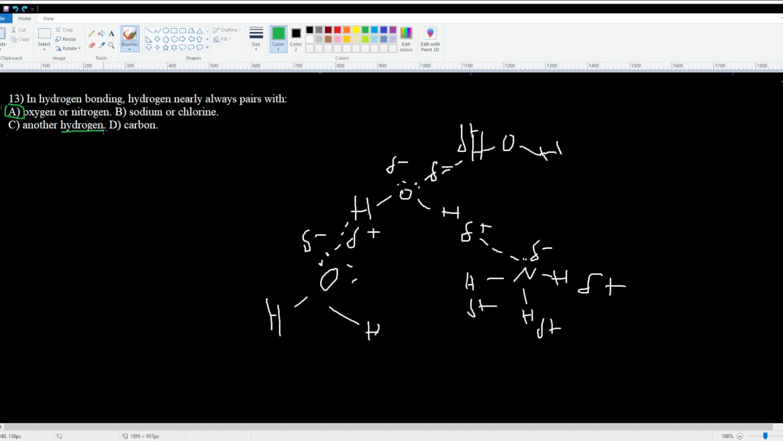Despite the name, hydrogen does not bond with other hydrogen, and it certainly does not bond with carbon because that would make a nonpolar bond. And then sodium or chlorine would also be incorrect because that wouldn't be considered hydrogen bonding. That would be considered something else. There's still some sort of attraction if chlorine is an ion or sodium is an ion. There's some sort of attraction if water is involved, but hydrogen is not necessarily bonded with either of these. So we're talking about oxygen or nitrogen. That is the case. HN or HO. Always polar.